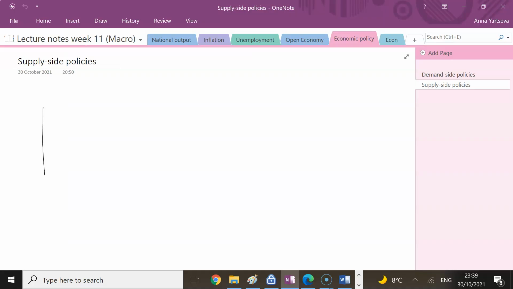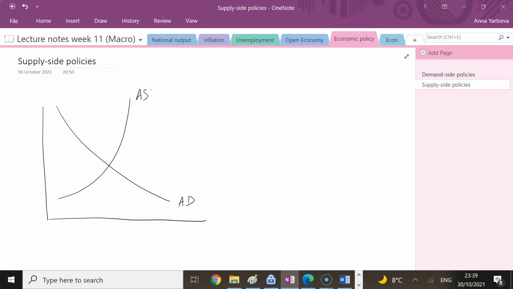And if you look at the graph, supply-side policy will look like this. We remain on the same aggregate demand curve. We don't attempt to shift it. We don't want any downsides of the demand-side policy. Instead, we will try to affect the location of the aggregate supply curve.